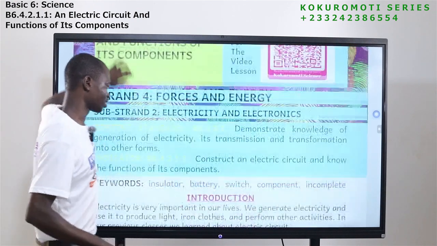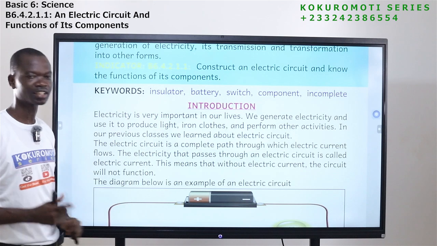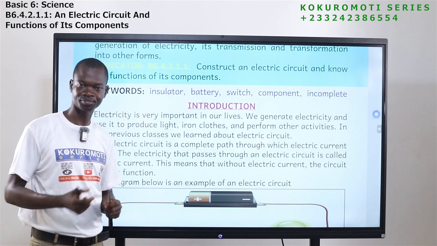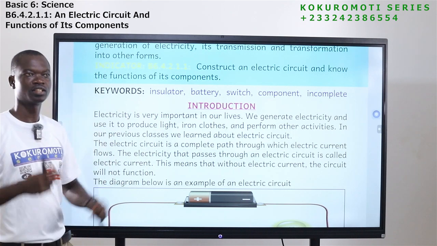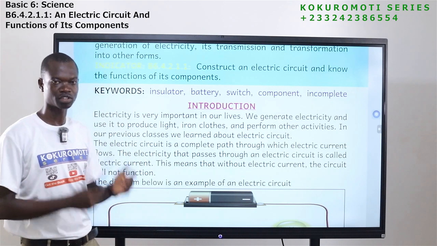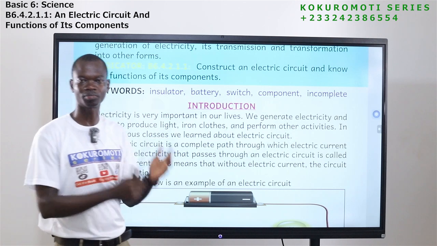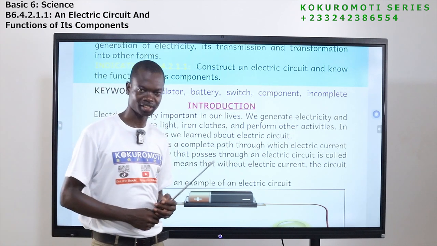So these are the keywords. The first one is insulator. An insulator is a material. This material does not allow electricity to pass through it. It does not allow heat to pass through it. So any material that doesn't allow electricity to pass through it is an insulator.